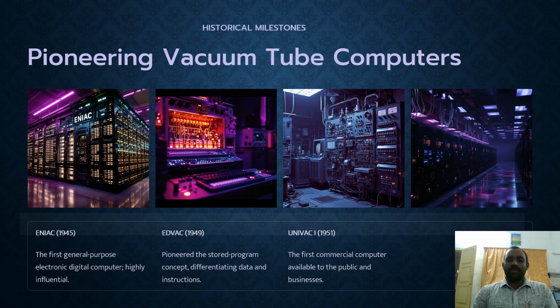Pioneering vacuum tube computers. There are different vacuum tube computers. The first general purpose electronic digital computer, highly influential, was ENIAC in 1945. In 1949, a computer was used that introduced the stored program concept, differentiating data and instructions. The first commercial computer available to the public and business was UNIVAC in 1951.